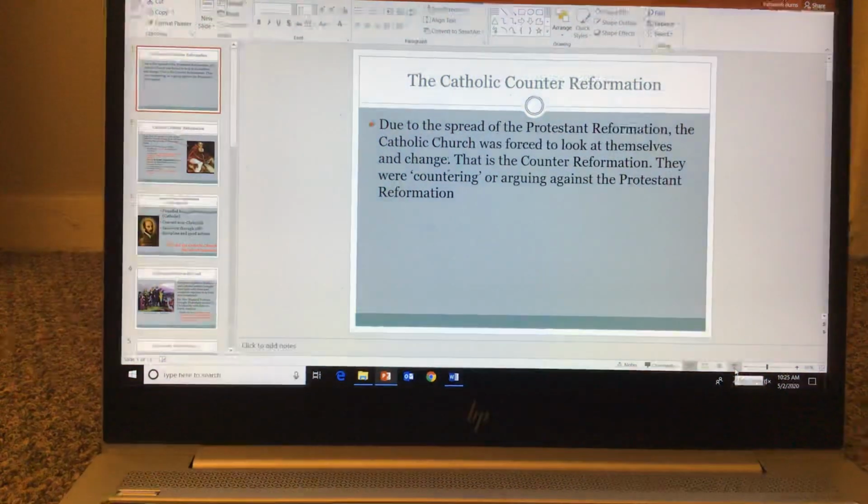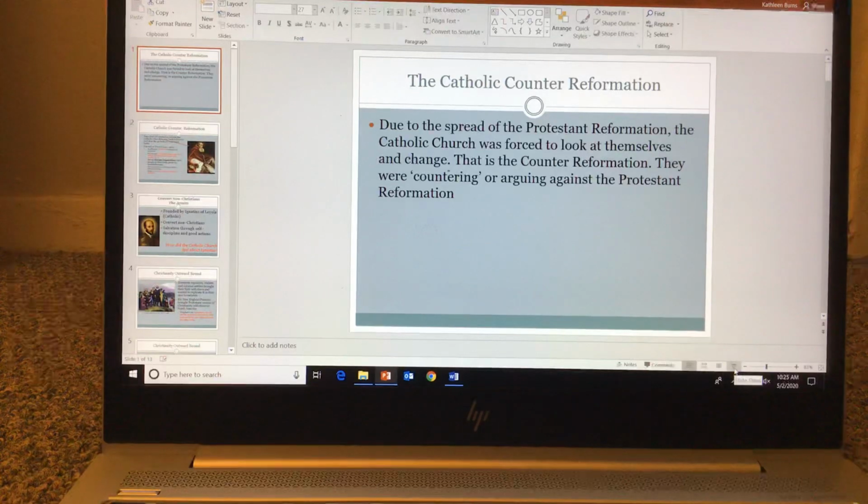And that is it. All right, so that's wrapping up the Catholic Counter-Reformation, and also a little extra there. That's going to lead us into our discussions on the Age of Exploration.